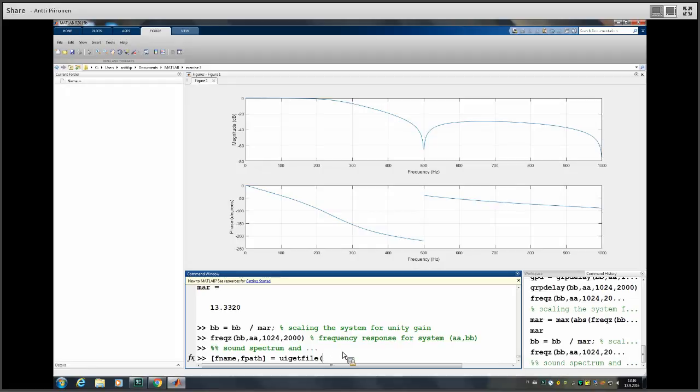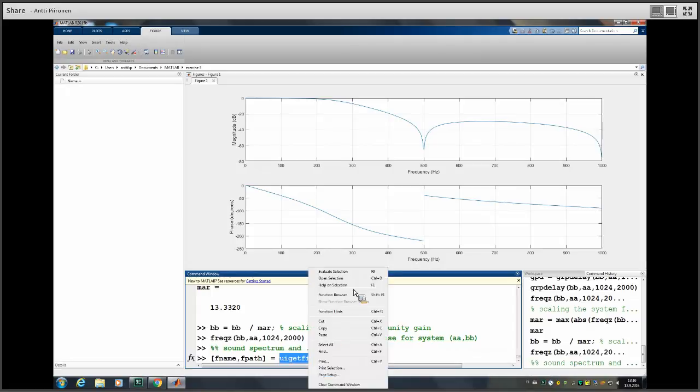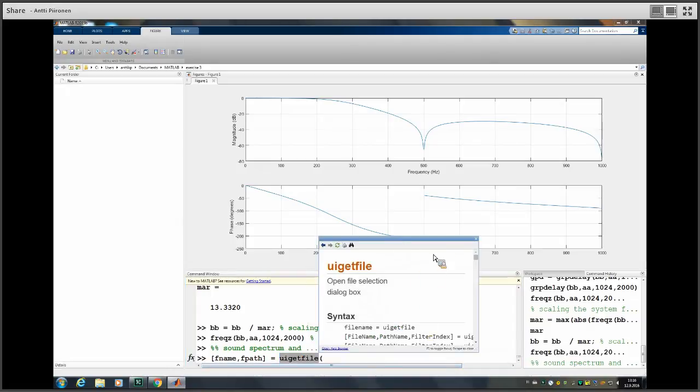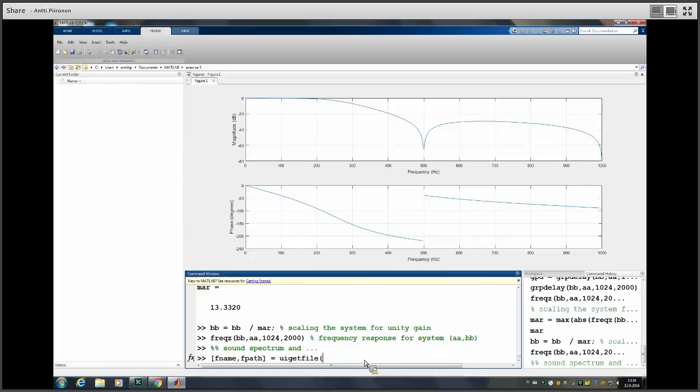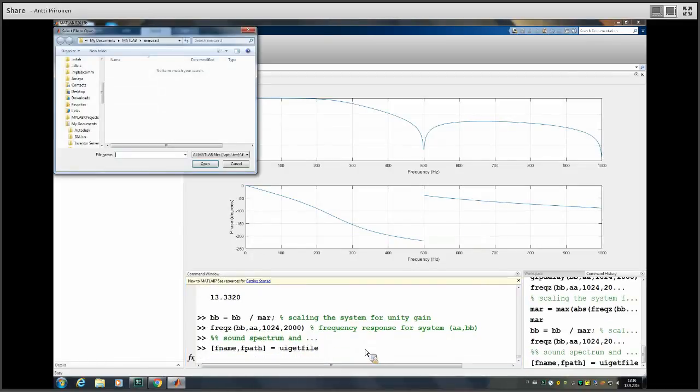There's a command called UI get file. Help. Get file name, path name, and just click. Okay. That's enough. It opens up just the system browser, and then you can go, for example, to the system directory.